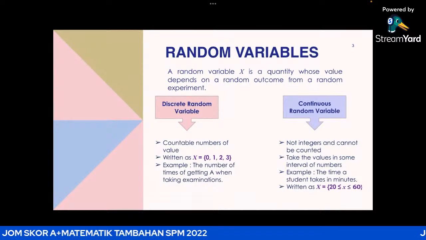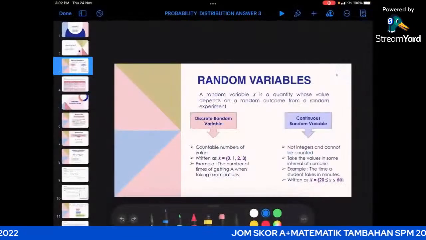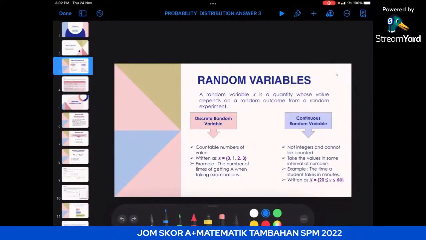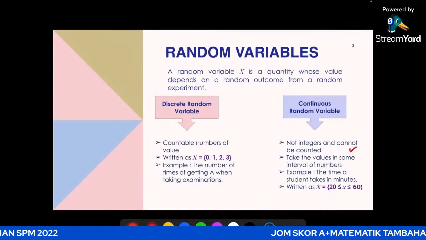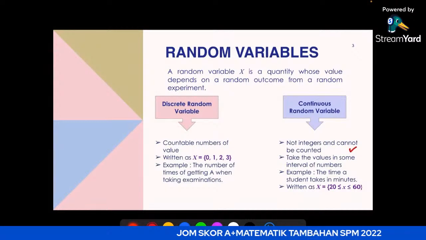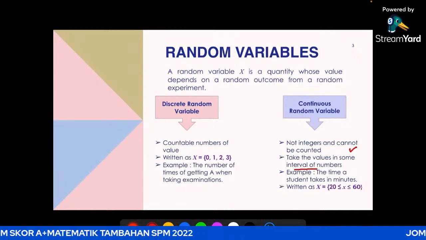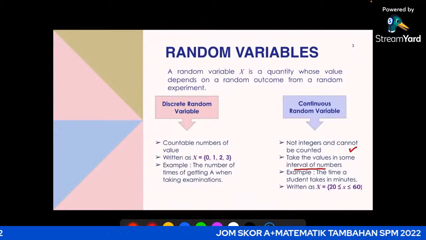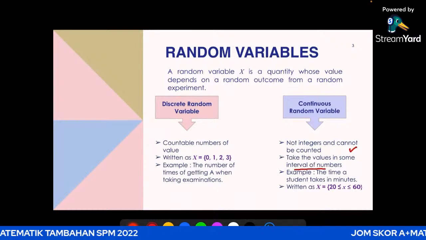Now we go to continuous random variables. Continuous random variables are not integers and cannot be counted. They take values in some interval of numbers. For example, the time a student takes in minutes. Time we cannot count, so we have to measure it, and we have the interval. It is written as X in this interval, X is between 20 minutes to 60 minutes.